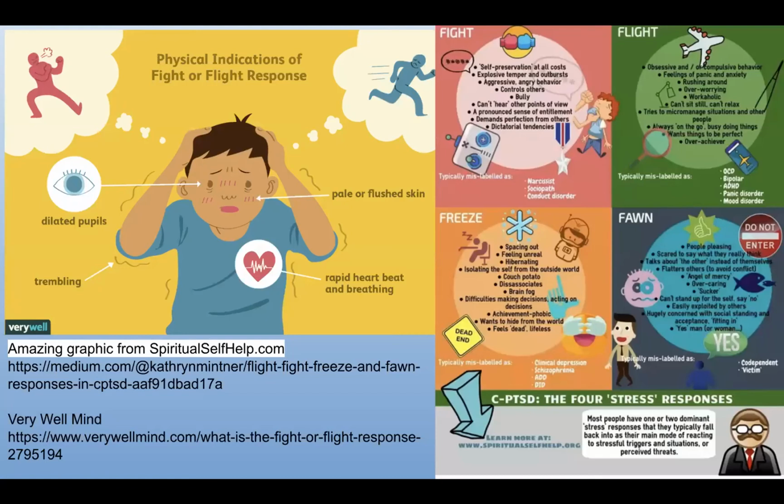And then when it pertains to people, the fight or flight response can have different variations. Think about if you are afraid of public speaking: you might have dilated pupils, you might start trembling or feel butterflies in your stomach, you might have pale or flushed skin, or you might feel your heart beating rapidly, as well as your breathing starting to increase.